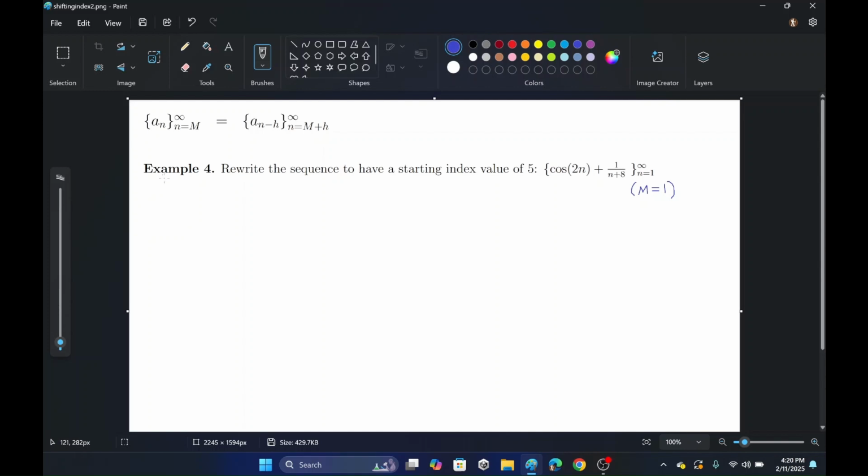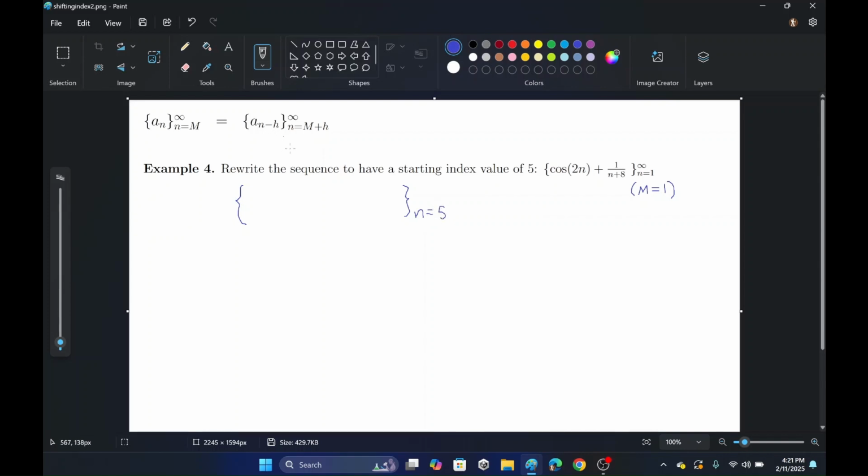Hopefully you had time to work on example 4. If you haven't yet, go ahead and pause the video and try it out yourself. We're asked to rewrite the sequence to have a starting index value of 5. I noted here that the given sequence starts at 1. So if you're looking above at this formula, how to shift the index, the big M is our starting index that's given. In our case, big M is 1. We'd like it to start at 5. So we're aiming for a sequence that will begin with n equals 5.